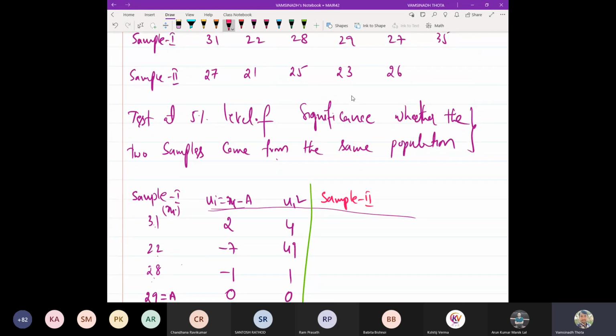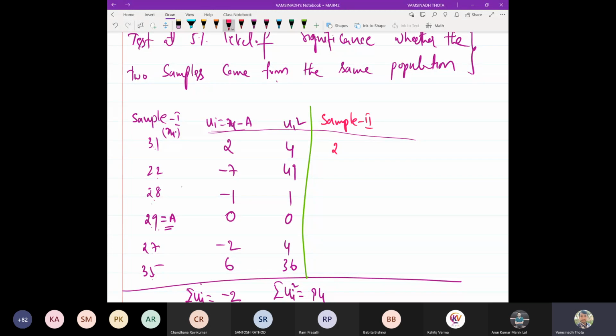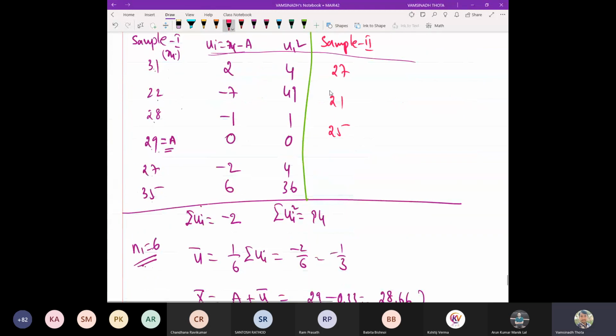What is sample 2? 27, 21, 25, 23, 26. Now for this one, let us rename it VI. VI is YI minus capital B. B you can choose anything, so I am choosing 25. So 27 minus 25 is 2, 21 minus 25 is minus 4, 0, 23 minus 25 is minus 2, 26 minus 25 is 1.